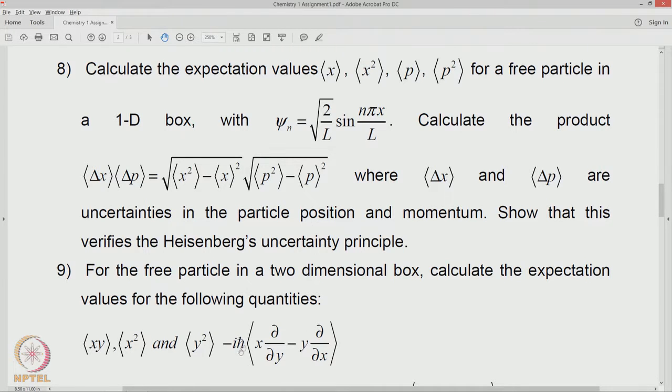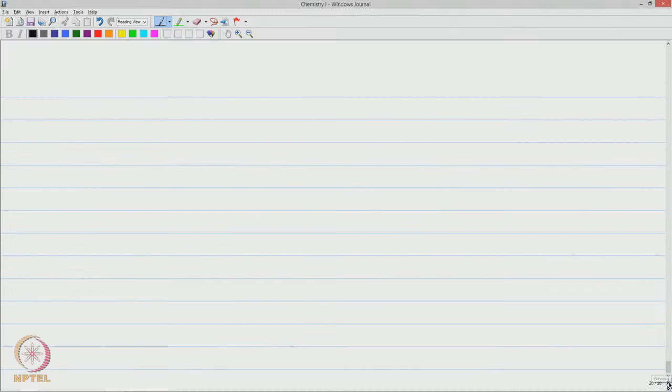If you look at it carefully, this will be x p y minus p x times y. It will be a cross product of position and momentum. So, it is something like an angular momentum, and we will see that the answer is actually 0. Let us look at the particle in a 2D box.